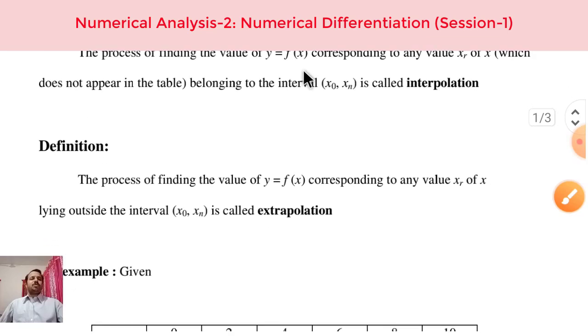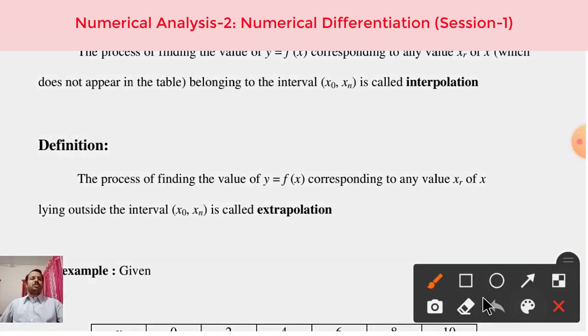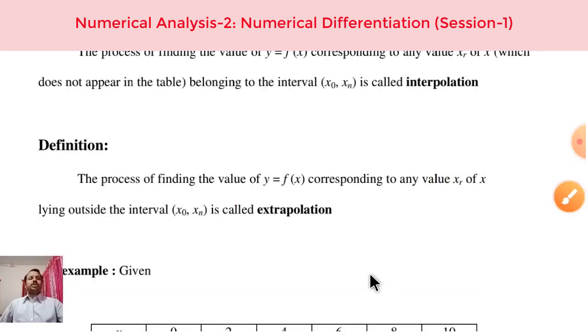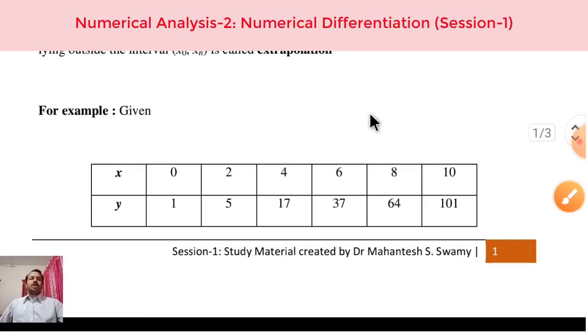That is the most important thing which we have already seen. That is, extrapolation is the process of finding the value of y equal to f of x corresponding to any xr which is lying outside the interval x0 to xn. So these are the two important processes which we have seen.